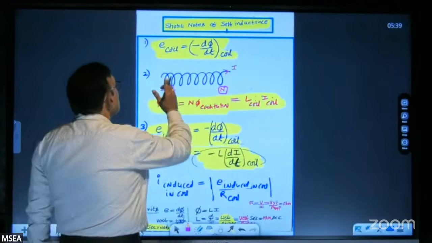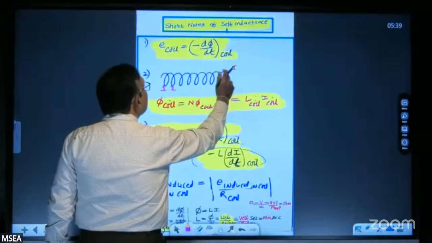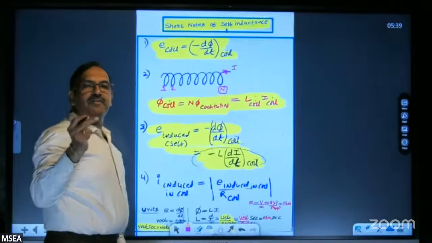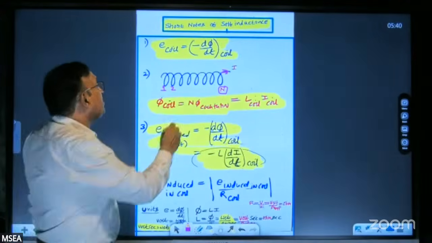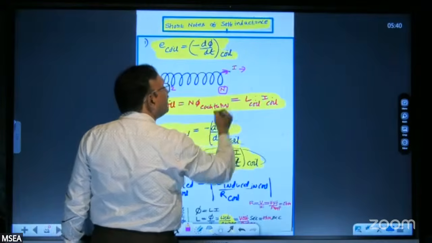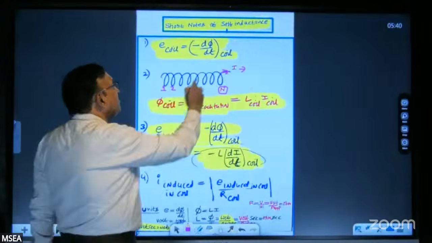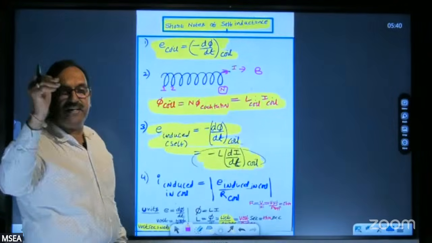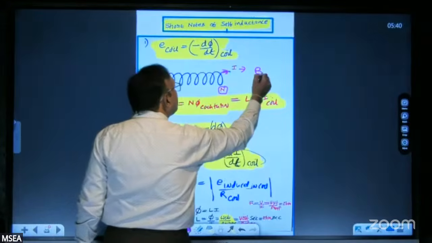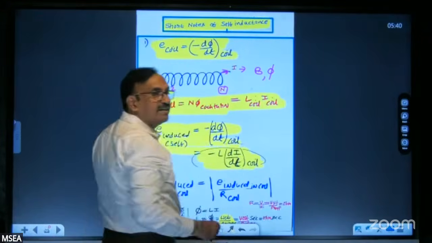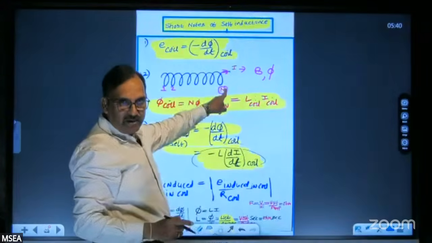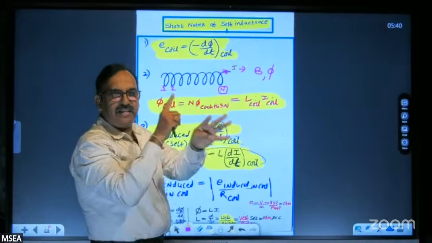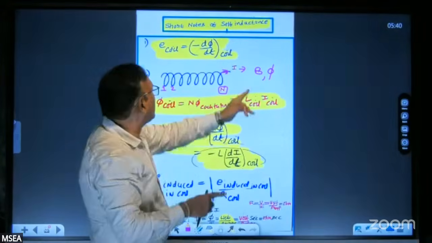Now through this particular coil, let the current flowing through the coil be I. Every one of us knows from electromagnetism that whenever there is a current flowing through the coil, every current develops some magnetic field. Every current establishes a magnetic field. Whenever there is a magnetic field, there exists some magnetic flux.